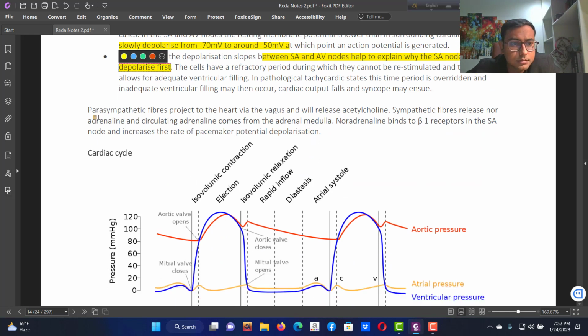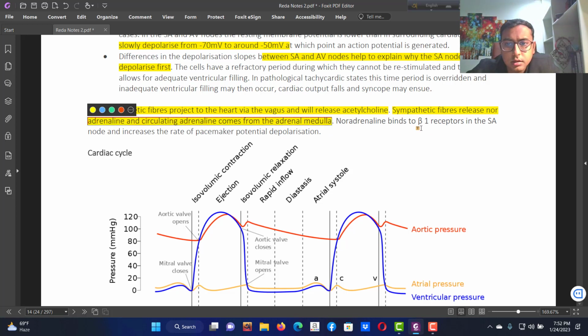Now the parasympathetic fibers projecting to the heart via the vagus release acetylcholine. You must remember this very clearly. The sympathetic fibers release noradrenaline, and circulating adrenaline comes from the adrenal medulla. The noradrenaline binds to the beta 1 receptor in the SA node and increases the rate of pacemaker potential depolarization.